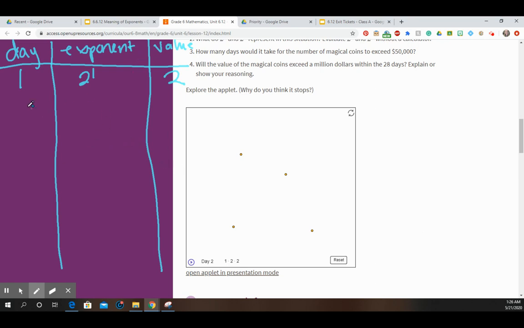On day 2, we end up with 2 to the 2nd, 2 times 2. We see that right here, and that is 4. We can even count the 4 coins. All right, so you might be noticing a little pattern here. And we talked about what would happen on 2 to the 5th, 2 to the 6th, and so on and so on. So let's watch that simulation for a little bit and see what happens.